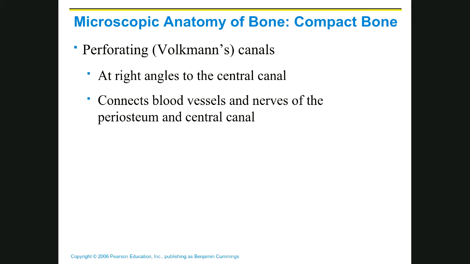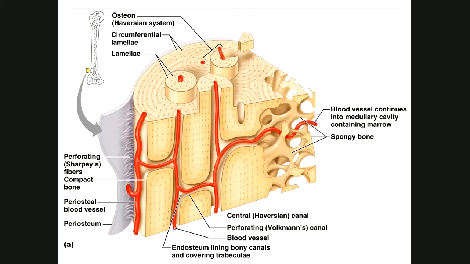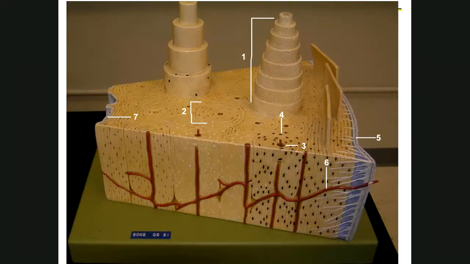We also have these perforating canals, and they run across. So central canals run up and down the bone. The perforating canals run across the bone, and they connect the blood vessels in the central canals. So that would be this right here. These are perforating canals. And these are all central canals.